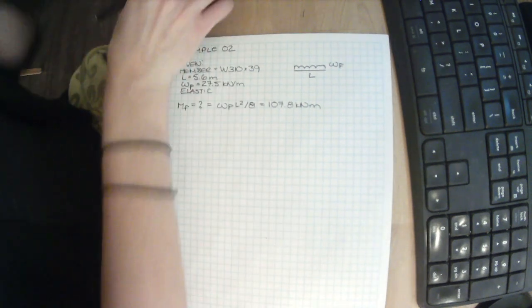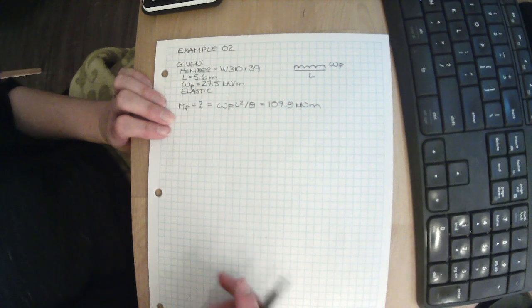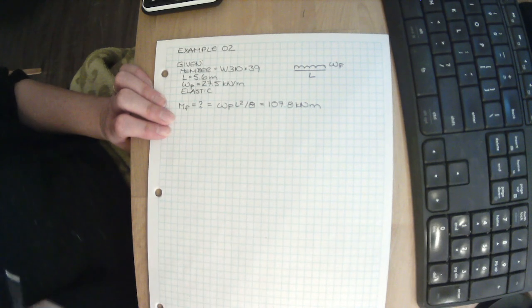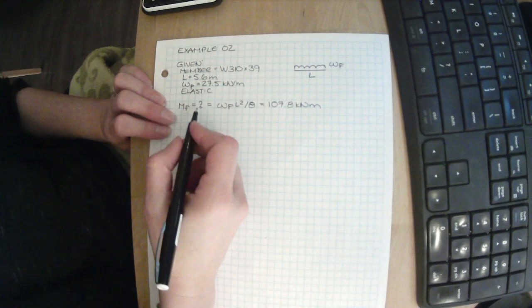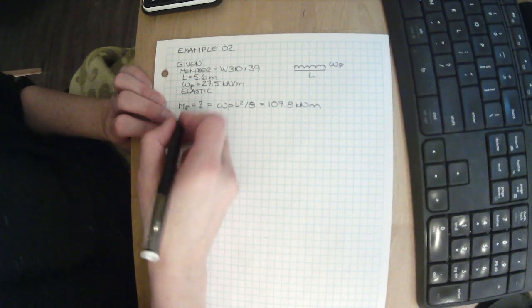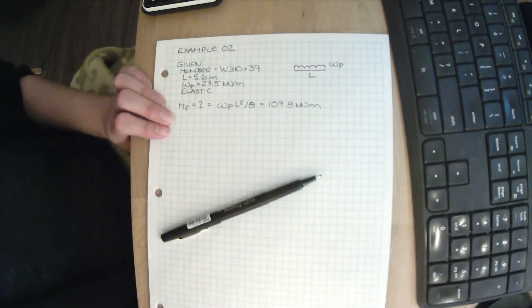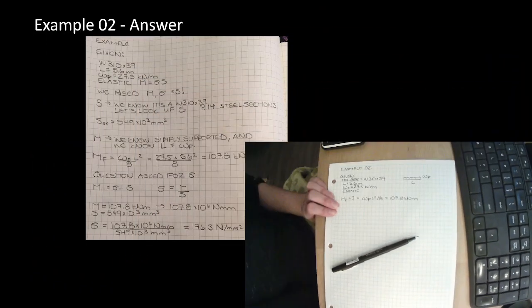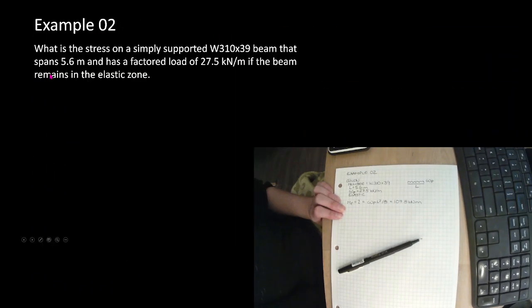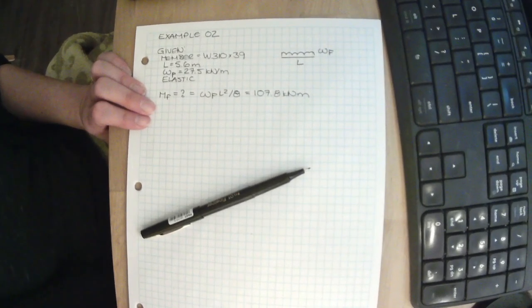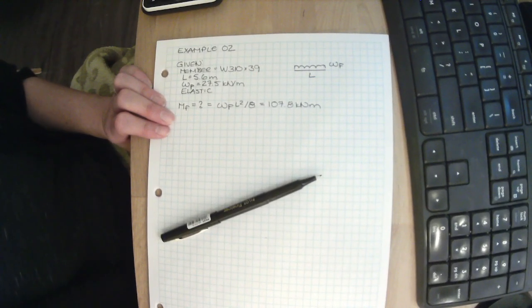Okay, we need to know what the stress is on this. So we want to know what the stress is. I'm going to go back and look at how that question was worded, because that wasn't how I got the wording of that question. What is the stress on it? And we're staying in the elastic zone. I had read it wrong the first time.